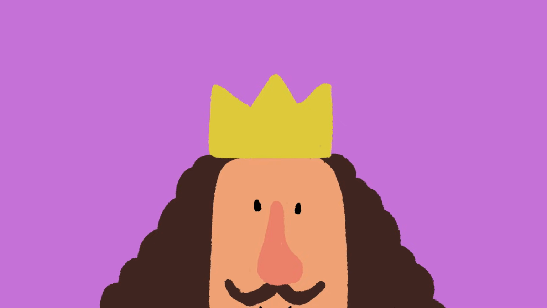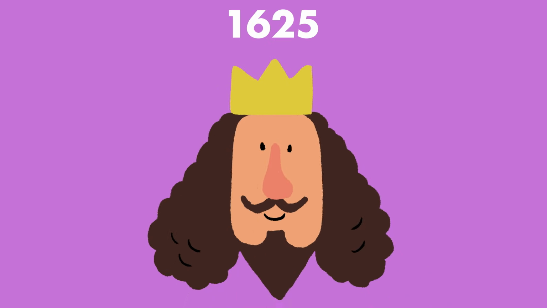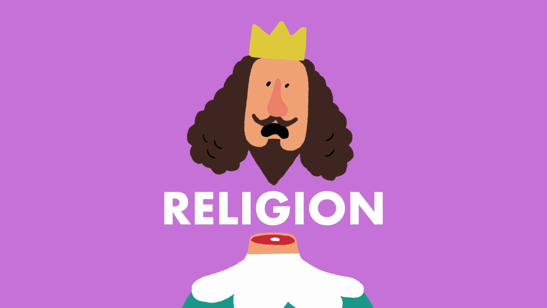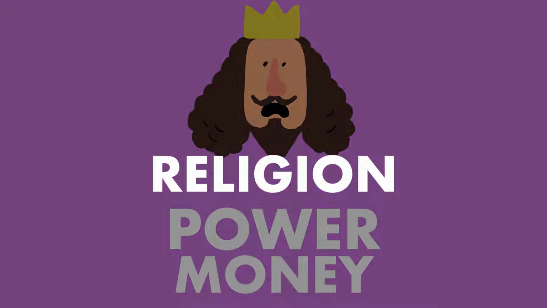From the moment Charlie's head was crowned in 1625, right up until it was chopped off in 1649, the king was falling out with Parliament over three main things: religion, power, and money.